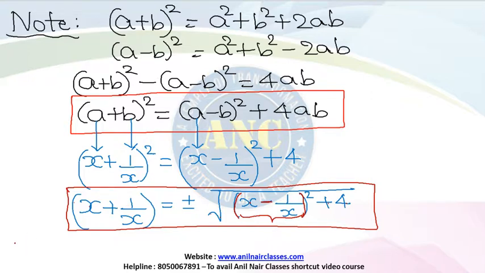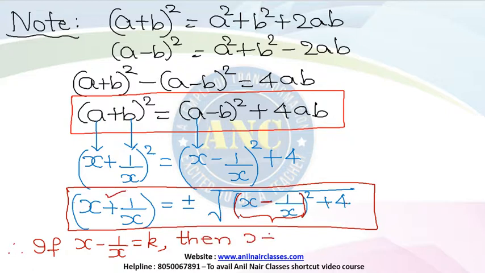When I do all these things, I will end up getting the x plus 1 by x value. That means I can conclude finally that if x minus 1 by x is equal to some constant k, then x plus 1 by x will be equal to plus or minus square root of k square plus 4. Very important notation.